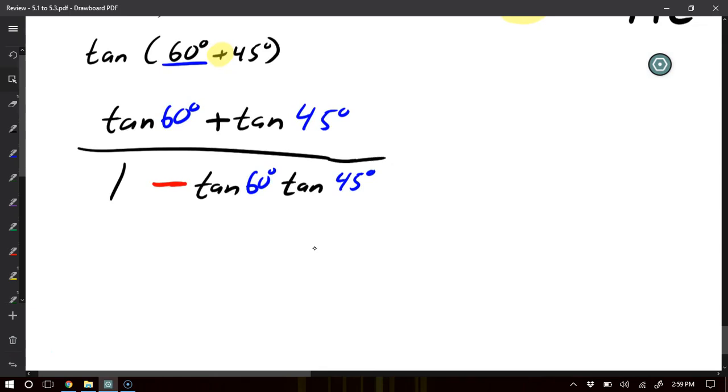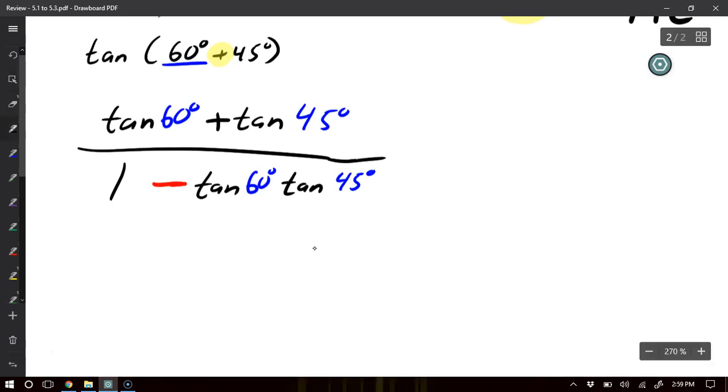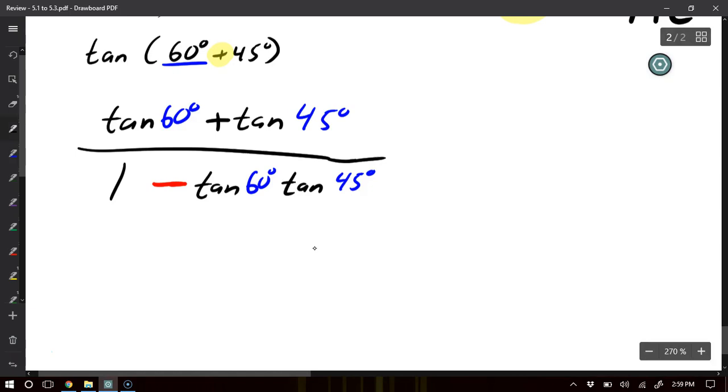So when I have this case, the tangent, I'll just go top first and then the bottom. The tangent of 60 degrees. Start there. The tangent of 60 degrees is the square root of 3. And let's move on to the right. So I have plus the tangent of 45 degrees. Well, that's just 1.